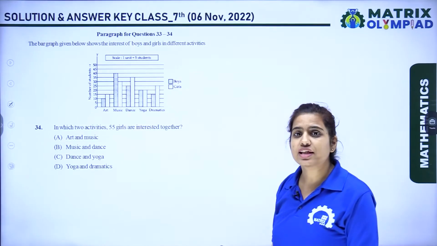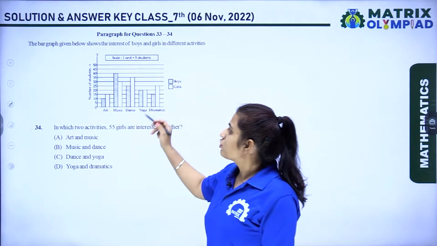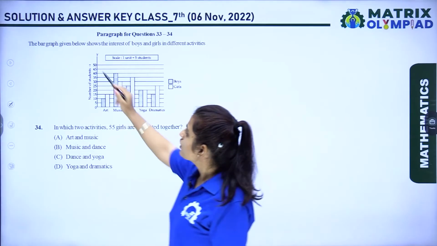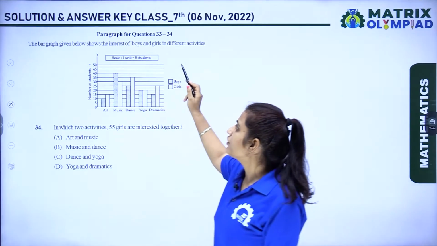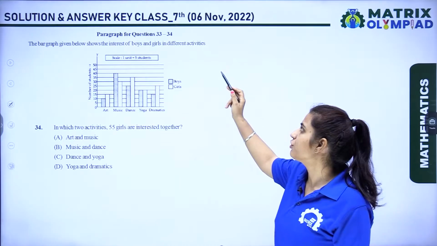Let's solve the next question, which is based on the same graph. Now, the bar graph given below shows the interest of boys and girls in the different activities.